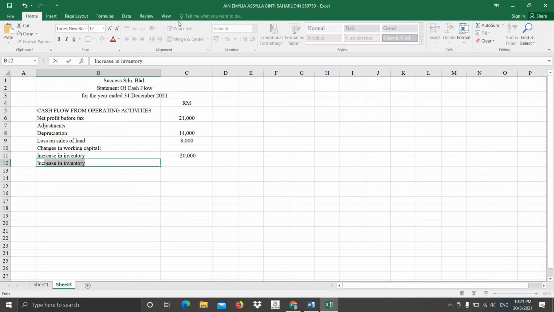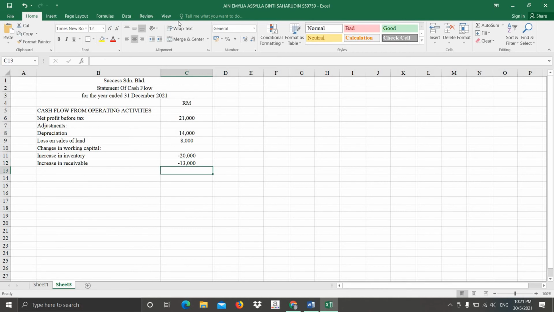Also, we find that there is an increase in receivable. Also, we need to deduct it from our cash flow, RM 13,000. Okay, so that's all from the current asset. Next we need to do the current liabilities, which is account payable. So there is a decrease in payables from the worksheet that we completed before.